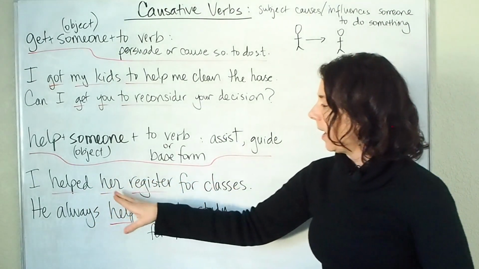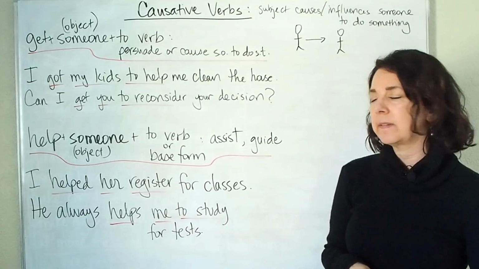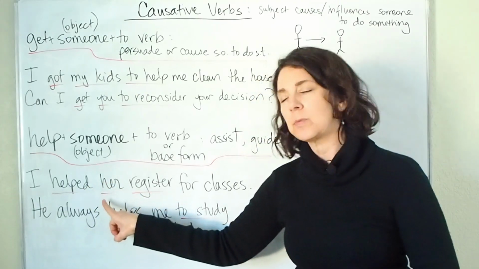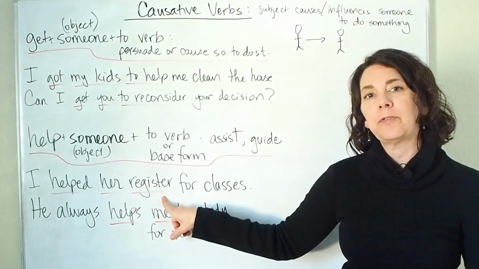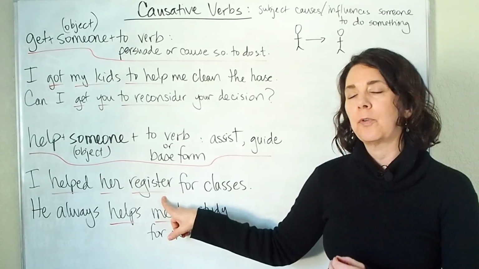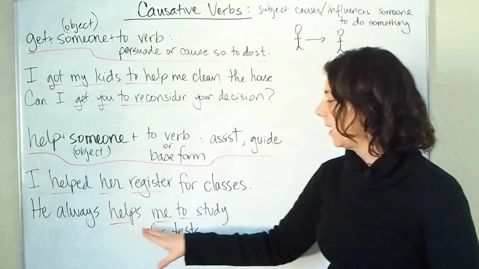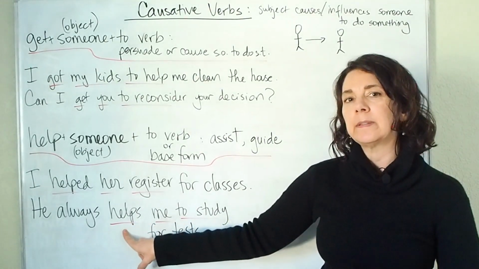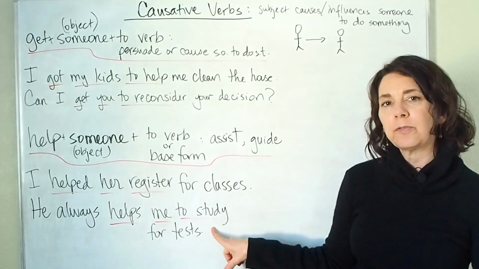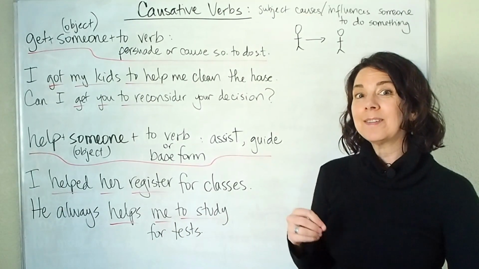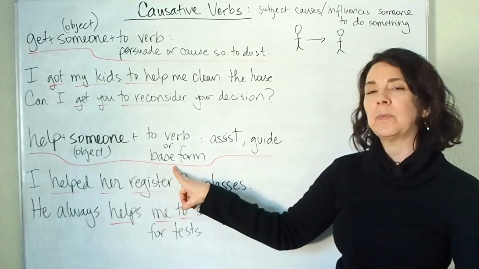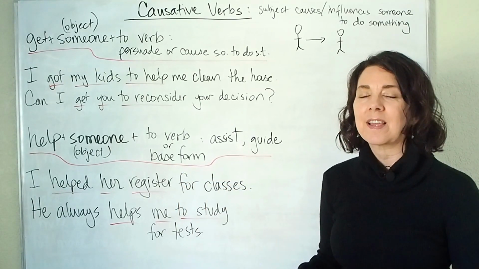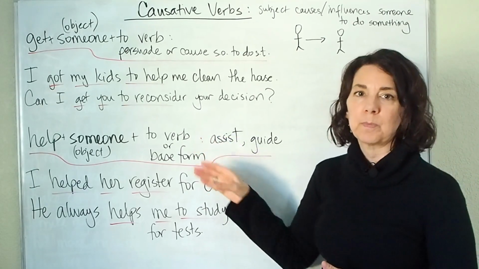For example, I helped her register for classes. So here we have the main verb in the past tense, we have the object, which is the person, and then we have the verb register in the base form. Or, he always helps me to study for tests. So here we have help in simple present, the object, and the verb in the infinitive. To be honest, the more common form is the one with the base form because it's shorter, it's simpler, it's easier to say, but again, you can use both.